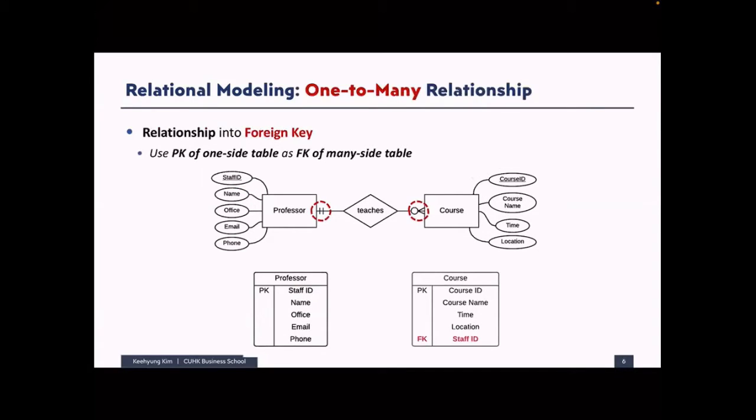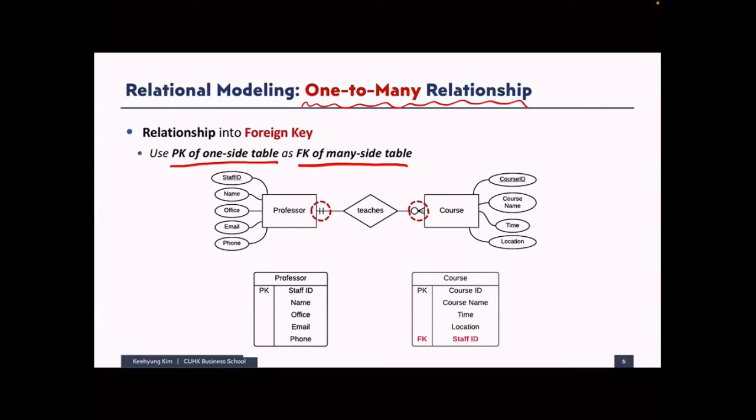And the next step is representing relationships in the relational model. It depends on the relationship type actually. So you have to look at the relationship type, and depending on it, you have to follow a rule. The first one is a one-to-many relationship. The most common relationship you have in a database system is a one-to-many relationship. When you have a one-to-many relationship between two entities, you can follow this rule. How can you represent the relationship? Basically, you can use the primary key of the one side table as the foreign key of the many side table.